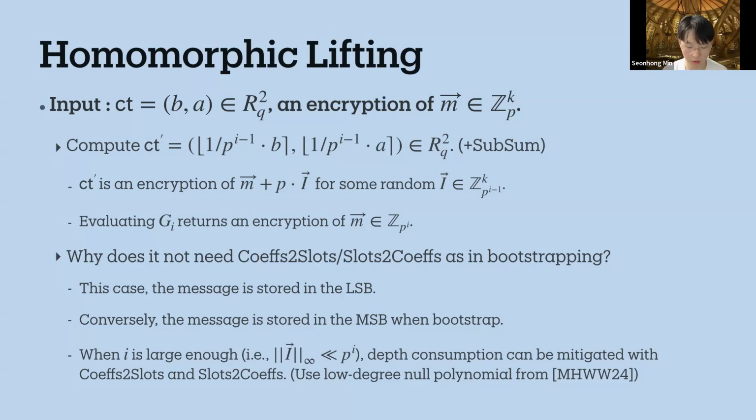But it is also noticeable that when I is large enough, the depth consumption can be mitigated and optimized with the usage of coefficient slots and slots to coefficient. We will refer to this method as MHWW24, and you can use the method of low degree null polynomial to optimize the polynomial degree.